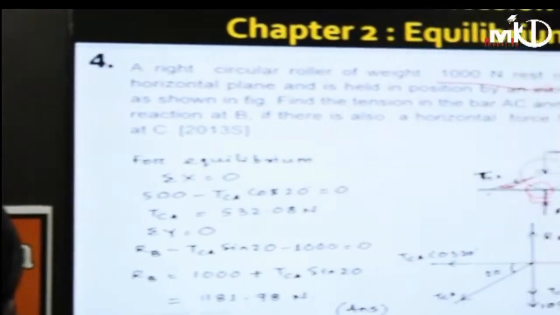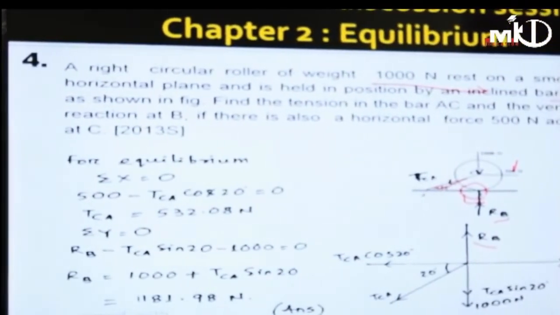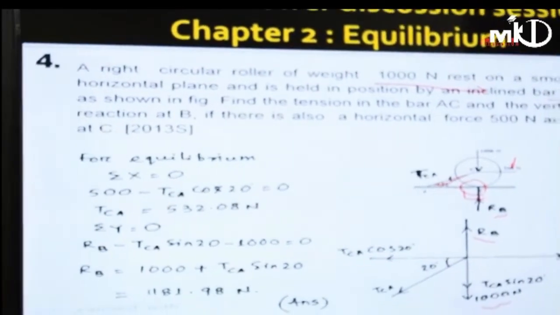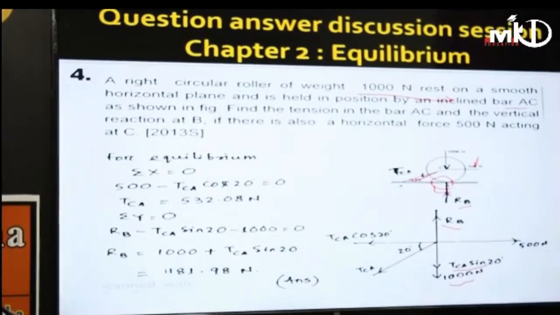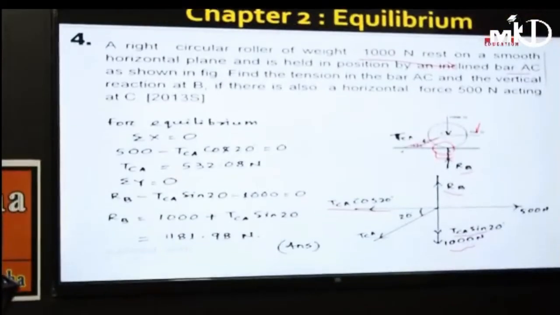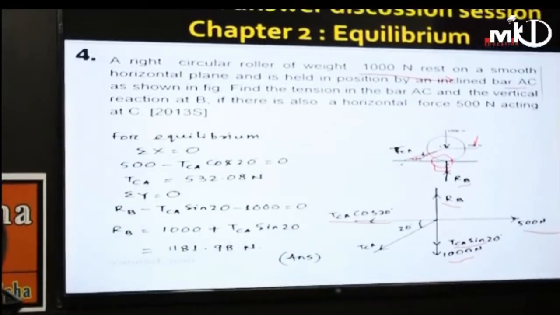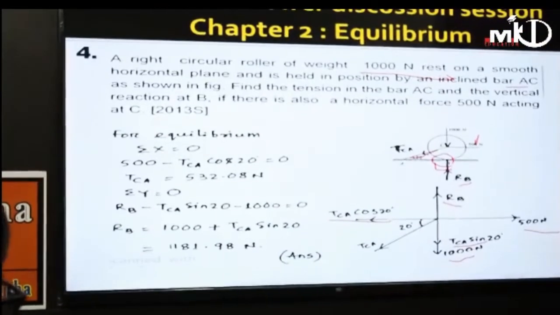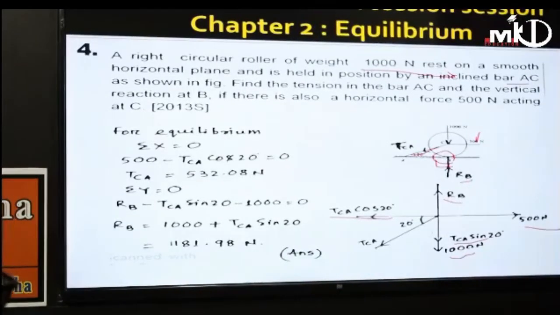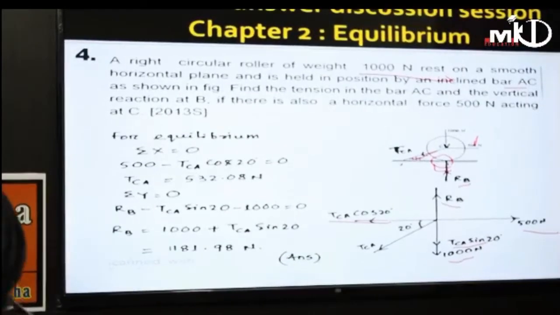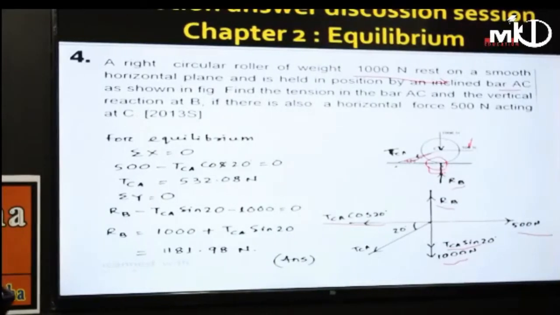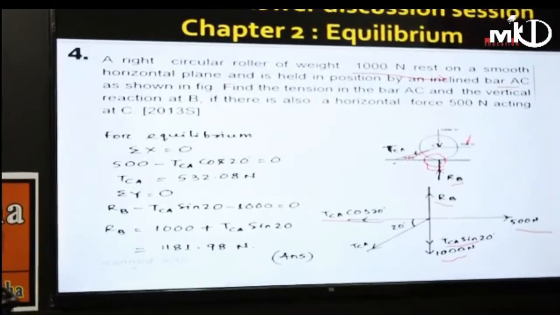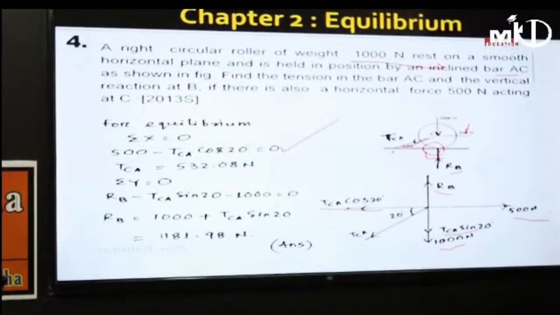See, so now the forces are RB, which is acting vertically upward. The downward force is weight, that is 1000 Newton, and the vertical component of TCA is TCA sin 20, and in the horizontal direction TCA cos 20, and 500 Newton is the applied force. Now friends, for equilibrium you know the total force is 0. So total x is 0, also total y is 0. So total x is 0 means TCA cos 20 equal to 500, and 500 minus TCA cos 20 equal to 0.